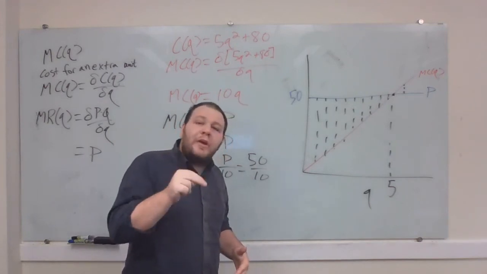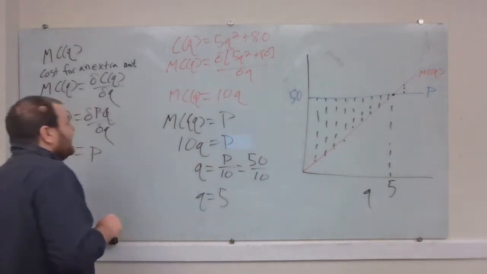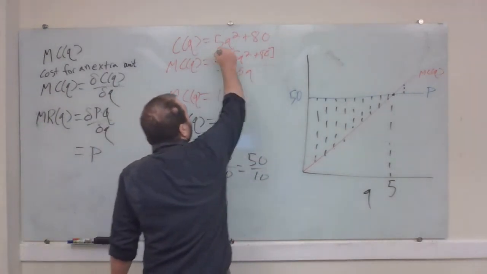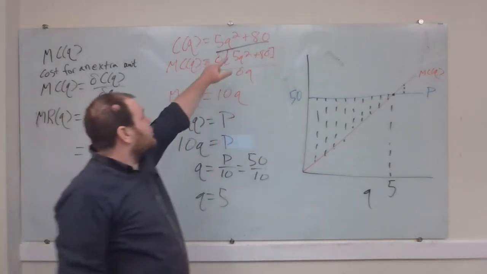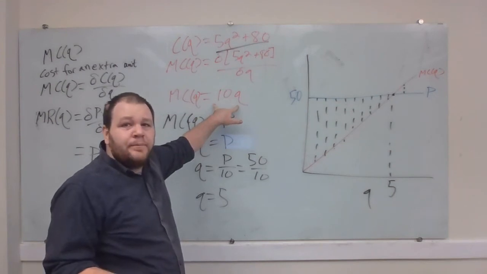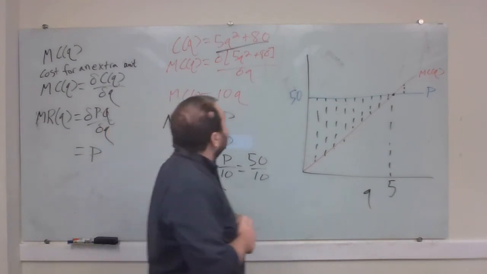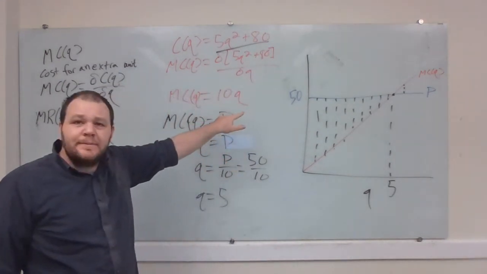There's just two little wrinkles and caveats that I want you to focus on for a minute. So the first is, if we look at our cost function, 5q squared plus 80. When we took the derivative of this, we got a marginal cost equal to 10q. So did this $80 play any role in determining our marginal cost?